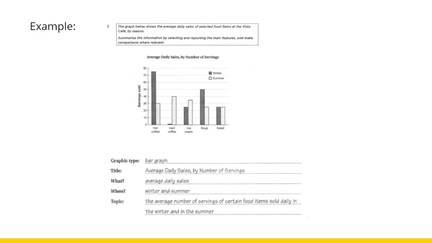So by finding these type of answers and keeping them in mind, that will be easier for you to write a topic sentence. So for example, here I have a graphic type bar graph, title average daily sales by number of servings, and I have what happened, average daily sales, when, it's winter and summer, and based on the information I have, now I have my topic sentence. The average number of servings of certain food items sold daily in the winter and in the summer. So that's how I can write my topic sentence, by determining the information I have on the graphic.